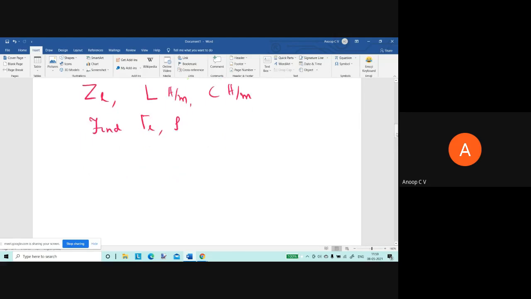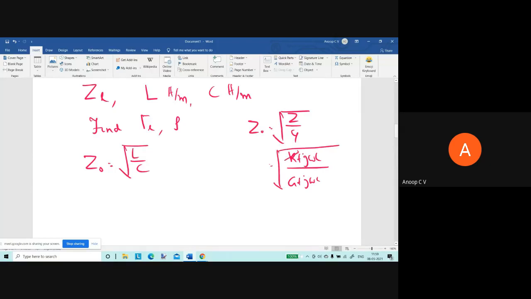Okay, we have studied that Z0 will be equal to root of L by C. Or else Z0 is actually root of Z by Y, right? Z is R plus j omega L and Y is G plus j omega C, right? Root of this. Here R is equal to 0 and G equal to 0, so j omega gets cancelled. So it will become root of L by C. So Z naught you can find as root of L by C, right?